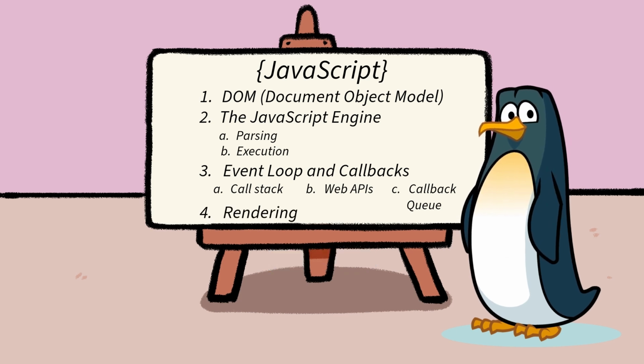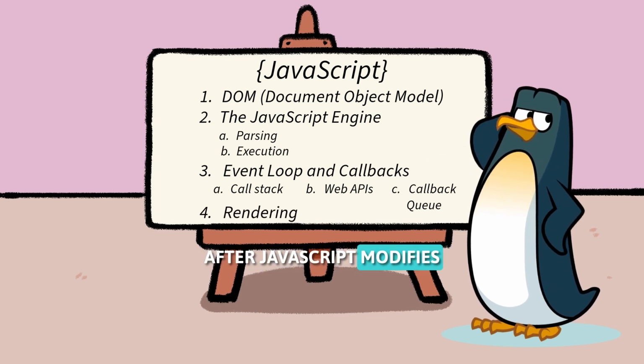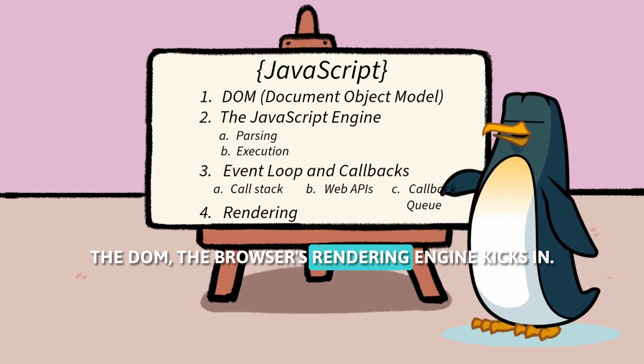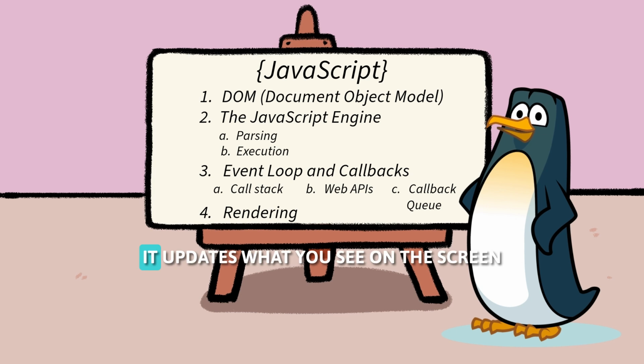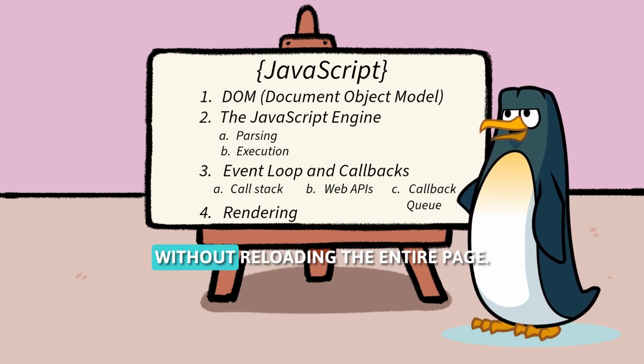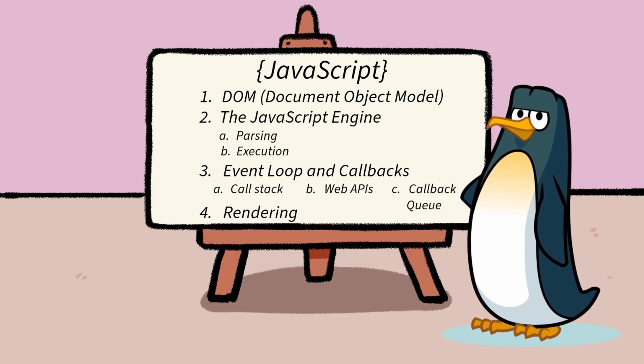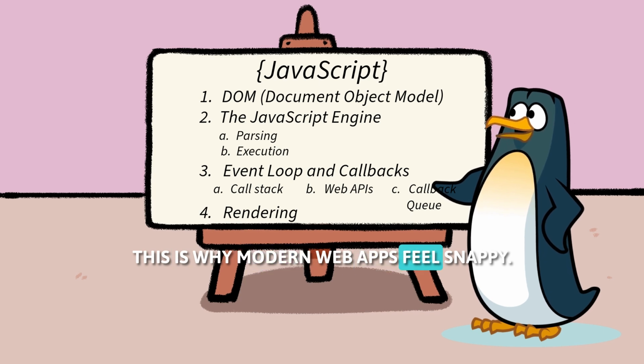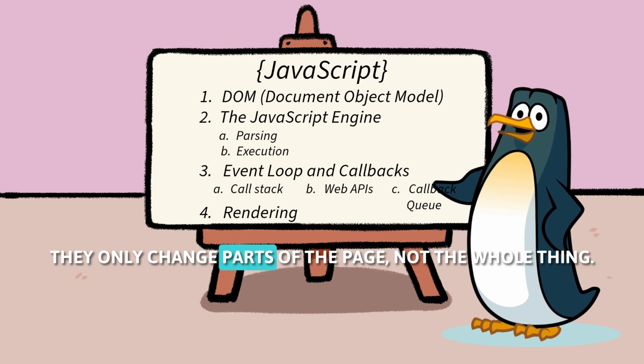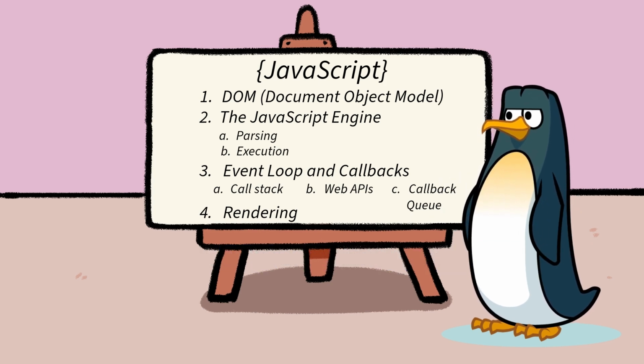Rendering. After JavaScript modifies the DOM, the browser's rendering engine kicks in. It updates what you see on the screen without reloading the entire page. This is why modern web apps feel snappy. They only change parts of the page, not the whole thing.